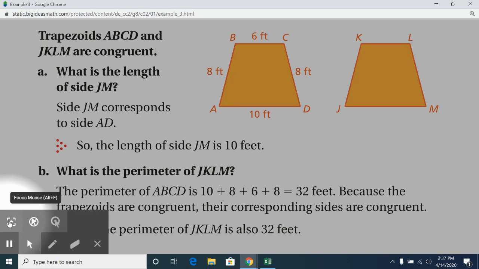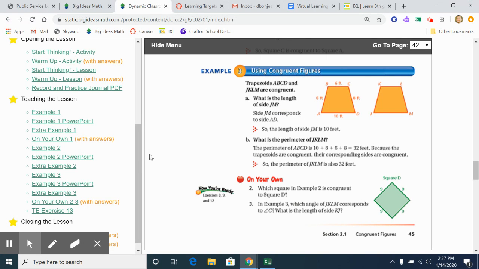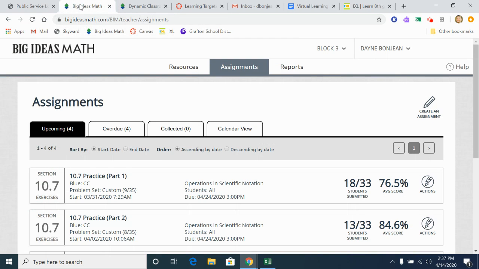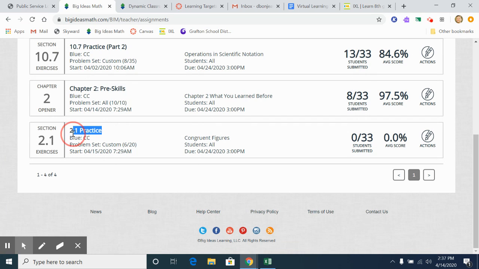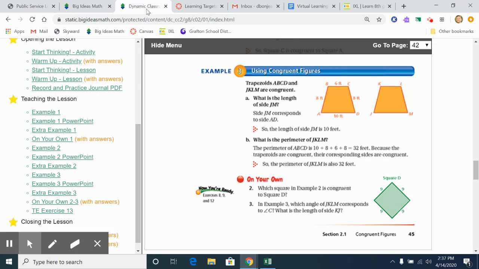So again, pretty easy lesson today. That's the end of it. Now you guys are going to complete 6 problems only, in big ideas. So at this time, go into your assignments, and it's going to be this 2.1 practice assignment right here. Go in there, complete those 6 problems, and that's it for today.